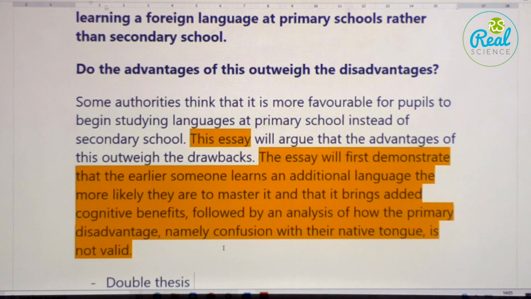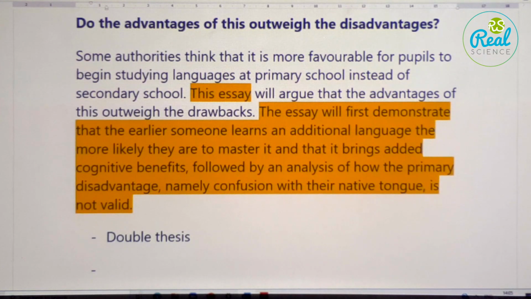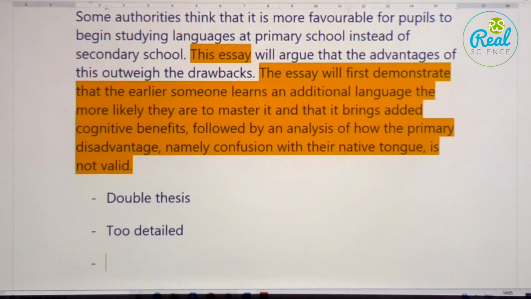I think that it's way too detailed, and it would be more suitable for the conclusion. Okay. What about the thesis statement? Which thesis statement here is more suitable? The first one or the second one? The first one. Yeah, thank you. I don't say that it's perfect, but it's better than the second one.